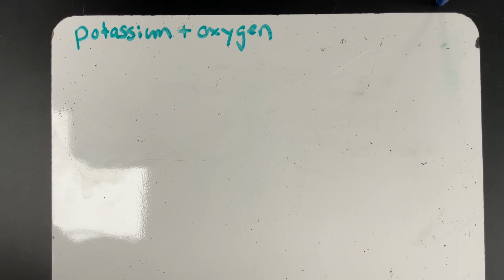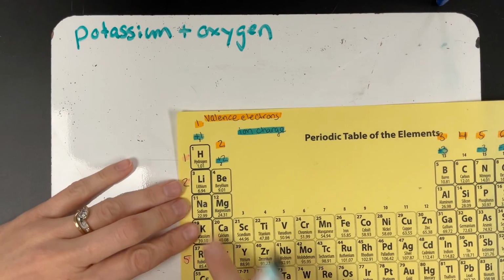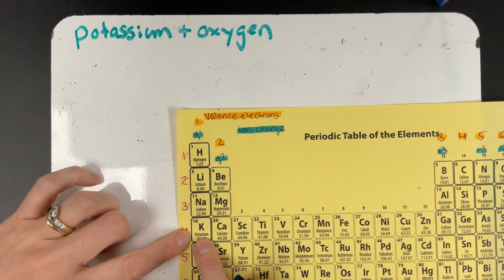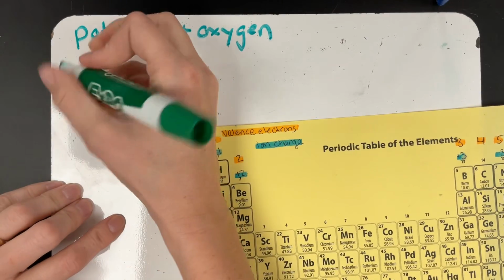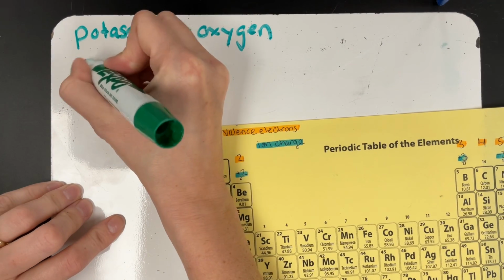I want to address an issue I saw a couple different times throughout the day today with using Lewis dot structures to show how electrons are transferring. So if we're using the example of potassium and oxygen, remember you've got to know how many valence electrons there are. So here's potassium. Potassium has one valence electron. You draw it like that.